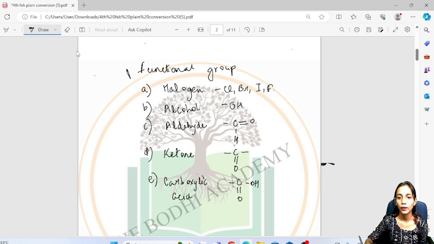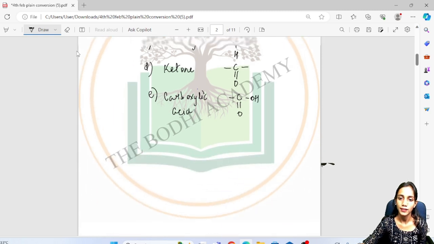So first we have the halogen group, then the alcohol group, the OH group, then the aldehyde group, C double bond OH. Then we have the ketone group, which is C double bond O, and the last one is the carboxylic group, which is C double bond OH. These are the different groups. Each group, when it is attached to the hydrocarbon chain, changes the properties of the hydrocarbon chain. Now let's see one example.